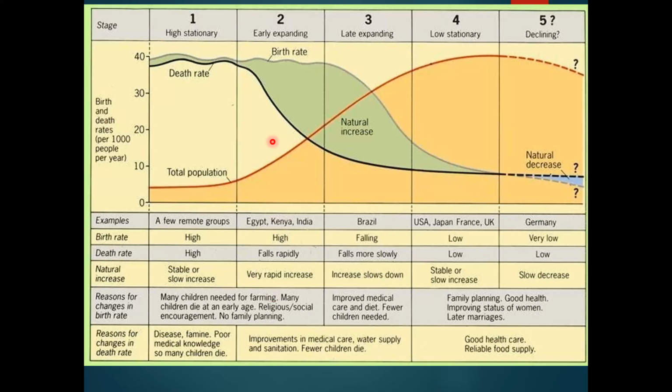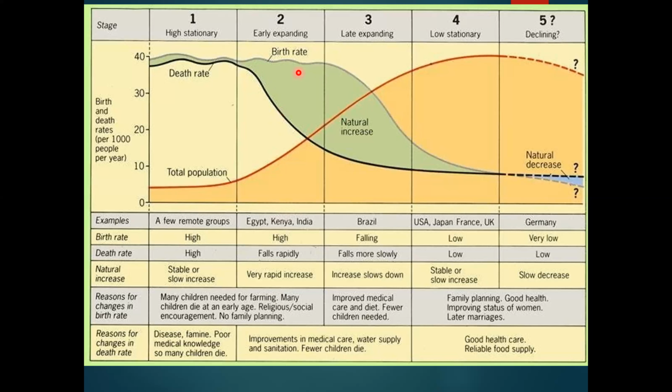If you see here in stage 2, this is the line representing the birth rate. This black line is representing the death rate, and the difference between the birth rate and the death rate is going to be the growth rate. So in stage 2, the birth rate is found to be high and the death rate has been found to be decreasing, which means that the population growth rate is going to be high. Because the birth rate is high, and fewer people are dying.